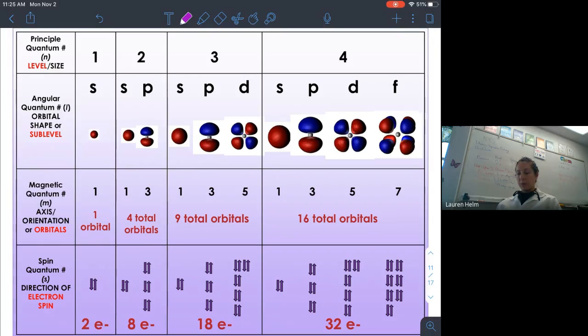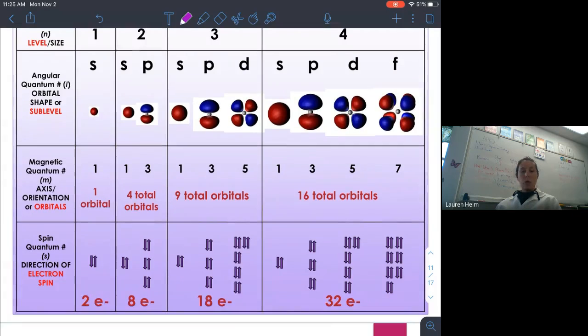So in S, we have 1, P has 3, D has 5, and F has 7. Every orbital holds 2 electrons with opposite spins. So the S sublevel holds 2. If we're on the second energy level with S and P, we can hold up to 8, 2 for S and 6 for P. If we're on the third energy level, we have S, P, and D, S holding 2, P holding 6, D holding 10, 18 electrons.